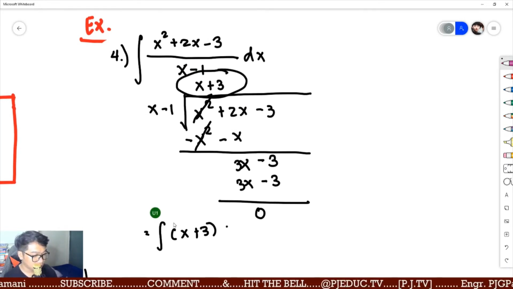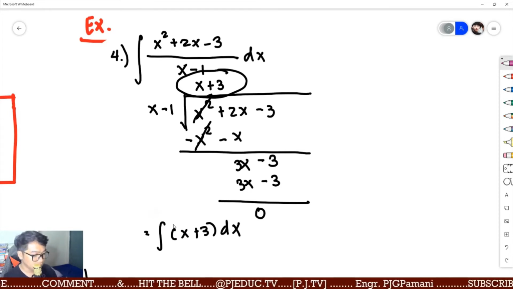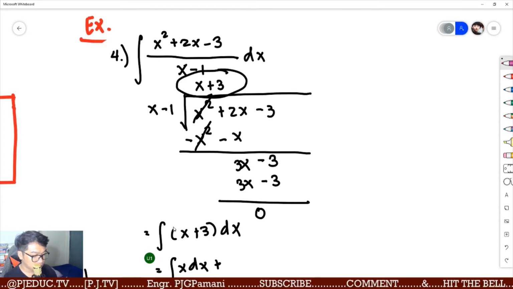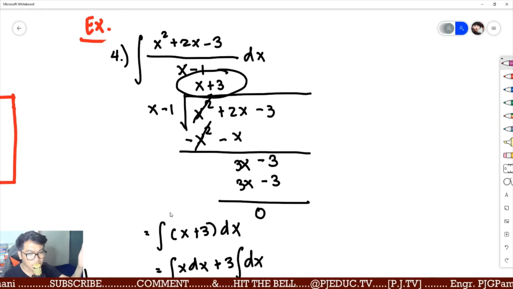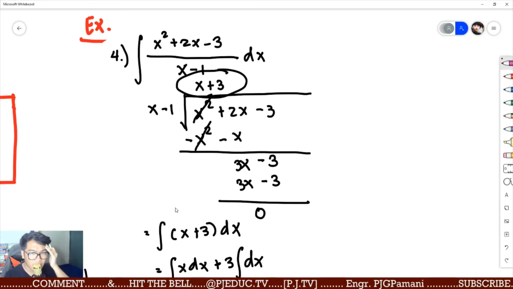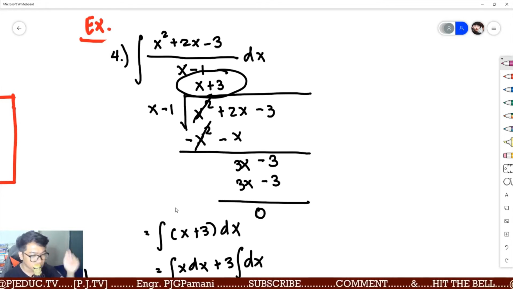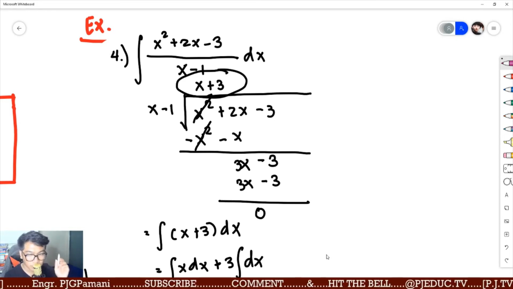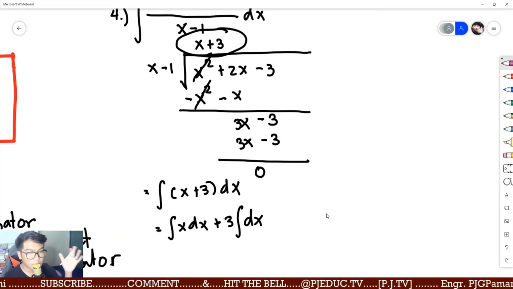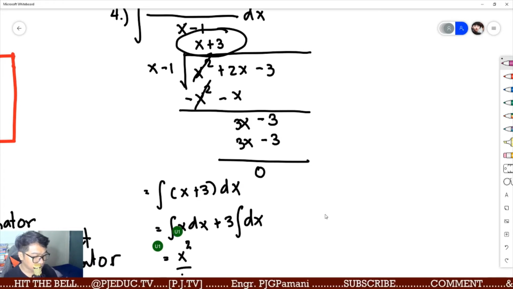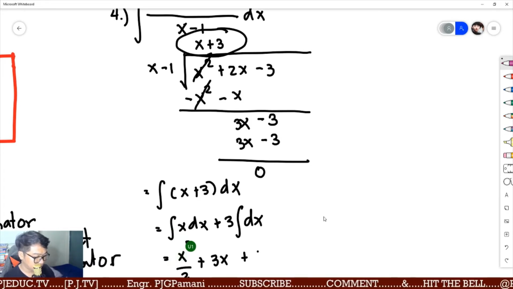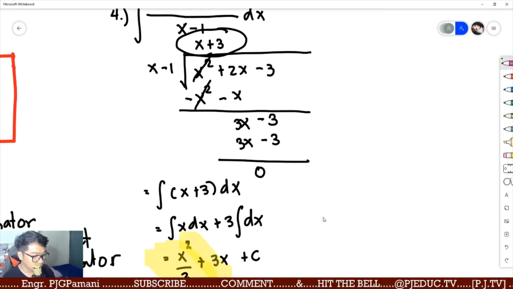X plus 3 dx. Simplify using power formula. X dx plus 3 dx. Notice, initially from the problem, you might think, gagamitan ko ng logarithm kasi meron tayong denominator na merong exponent na negative 1. So, solve ka na ng solve. Pero pwede mo palang gawin is to basically simplify and just use your power formula, such as here. So, x squared over 2 plus 3x plus c. So, this is now our final answer.